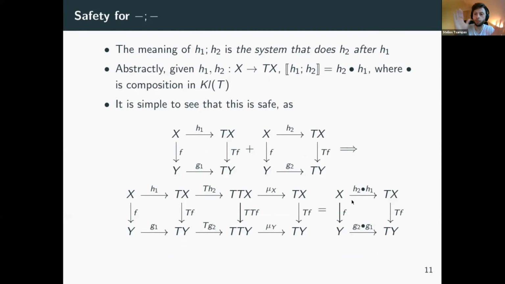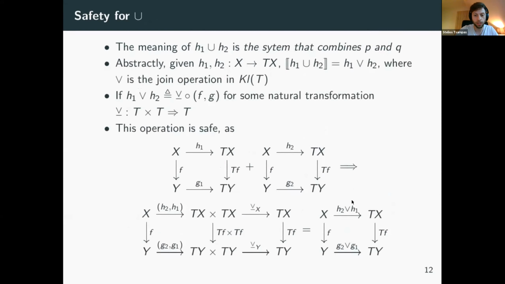So this is basically proving that the sequential composition is safe for bisimulation. We can do the same thing for operation U, no? It is the meaning, which means that it is a system that combines U, H1 and H2. Sorry for the typo. So abstractly, we can simply use the join operation of the enriched category.